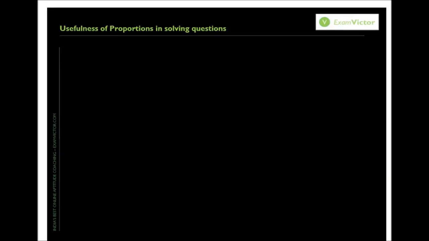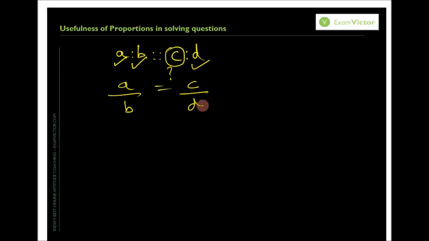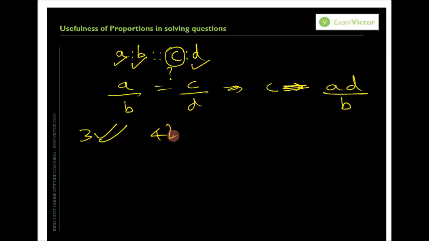Okay. The beauty of proportion, or the usefulness of proportions, is when you know, let's say there's a proportion A:B is as C:D. Okay. And let's say in this proportion, you know A, you know B, and you know D, and you want to find out the value of C. That's when proportion comes in really handy. Because you can always write A by B equal to C by D, you can simplify this to C equal to AD upon B, and then you can solve for C, right? So proportion is very, very useful when you know 3 and you want to find out the fourth.